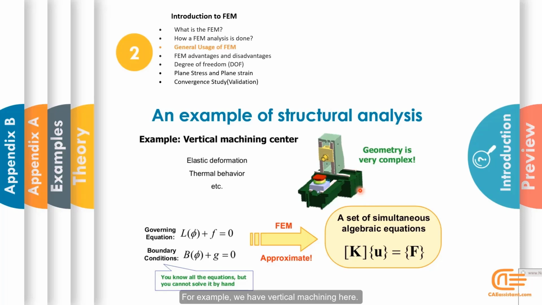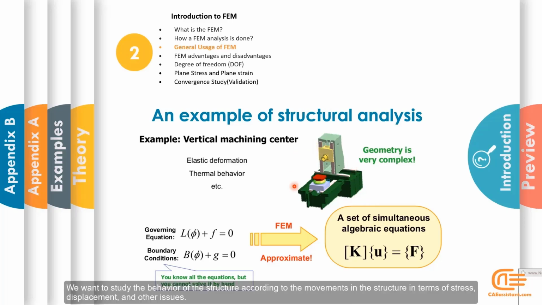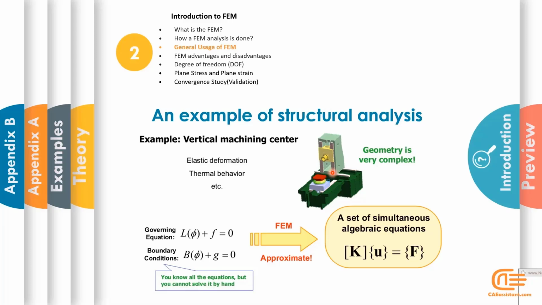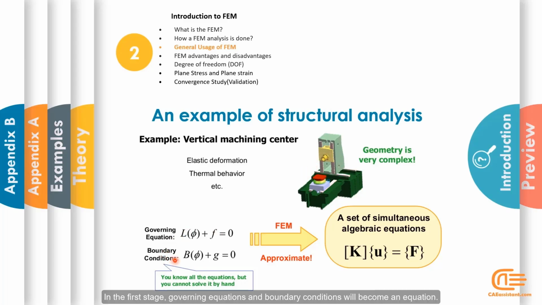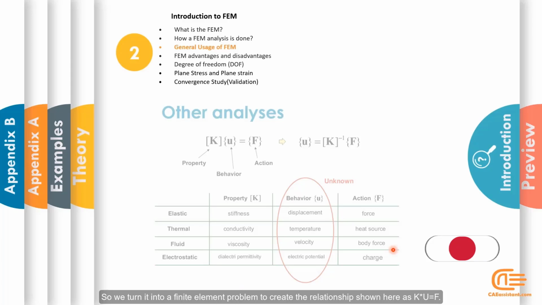For example, we have vertical machining here. We want to study the behavior of the structure according to the movements in the structure in terms of stress, displacement, and other issues. As you can see, the problem has a complex geometry. In the first stage, governing equations and boundary conditions will become an equation. These governing equations cannot be directly analytically solved for a complex problem. So we turn it into a finite element problem to create a relationship shown here as K multiply U equal F.